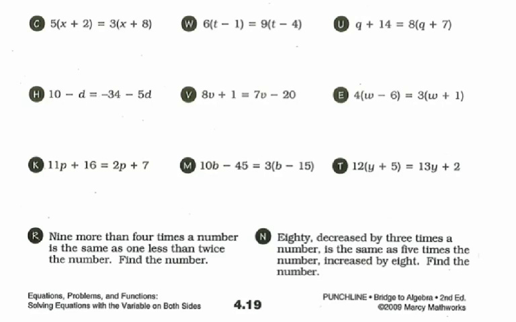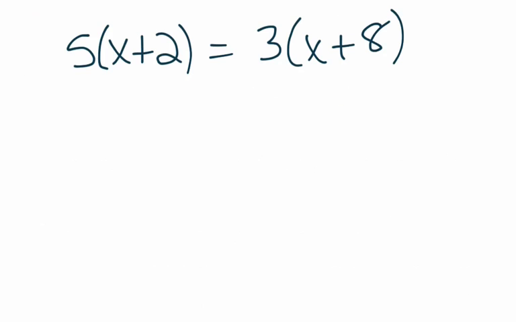Okay, so in this video we're still working on variables on both sides, but we're going to do a little bit harder practice. So we're going to focus on problems like C, where you have the distributive property, and the distributive property may or may not be on both sides. So I'm going to rewrite this problem on another sheet. Okay, so here's the problem, and don't forget to do the distributive property you're going to multiply.